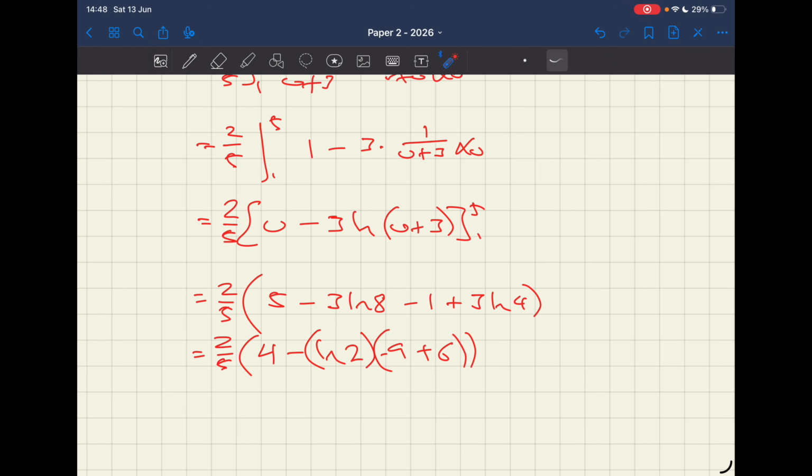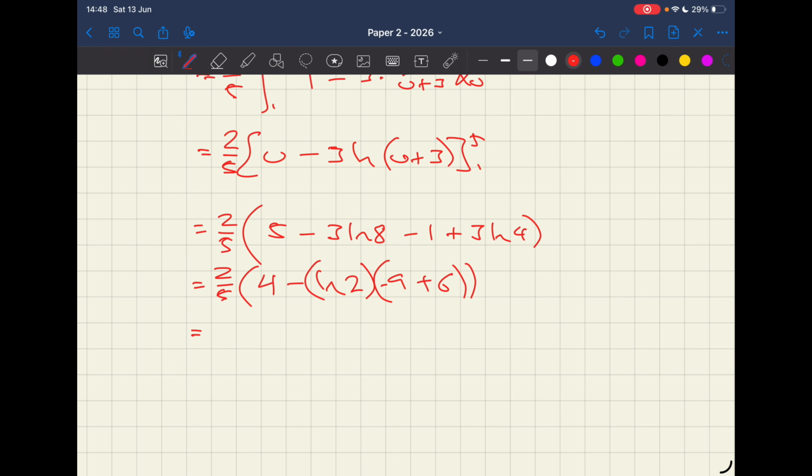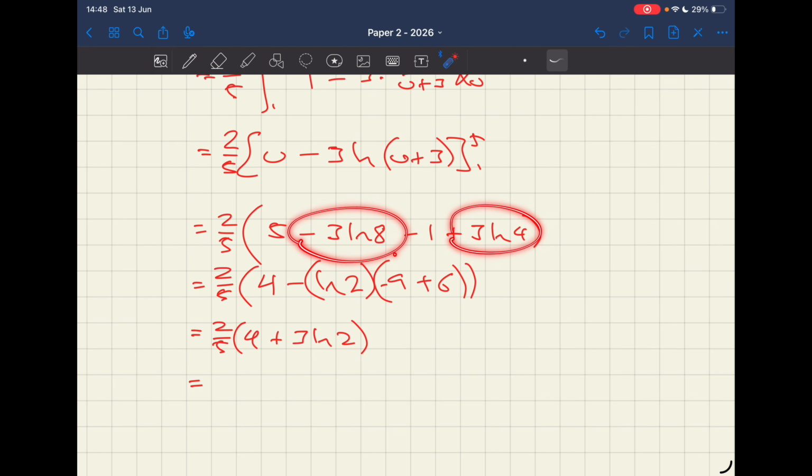So what do we get in that case? This is minus 3, yeah. So with that minus, makes it positive 3. So 2/5 of 4 plus 3 log 2. And is that how they wanted it? Well, should it be minus? Somewhere it should be a minus, shouldn't it, somehow? This is negative, this is positive.